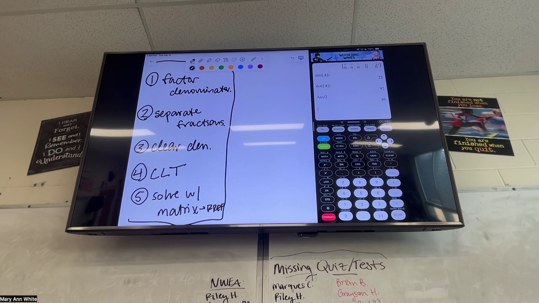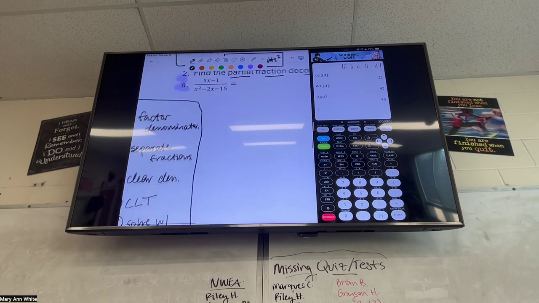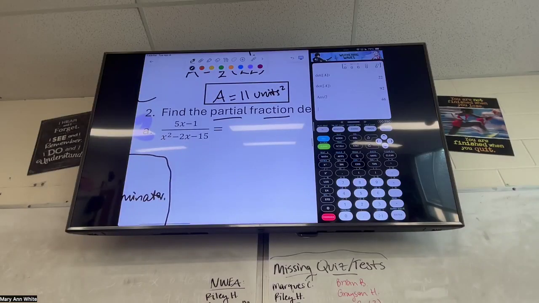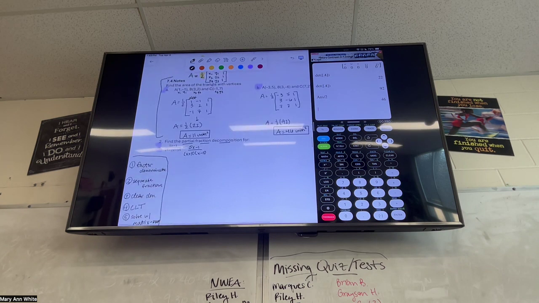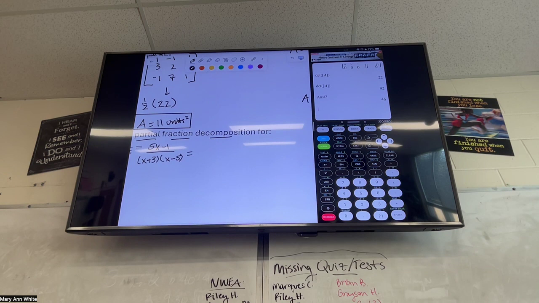All right, so let's go to this problem. Let's start by factoring the denominator, okay? So this 5x minus 1 is over x squared minus 2x minus 15. What does that come to when we factor that out? X plus 3, x minus 5. Then my next step is separate the fraction. So I'm going to make that equal to something over x plus 3 plus something over x minus 5.